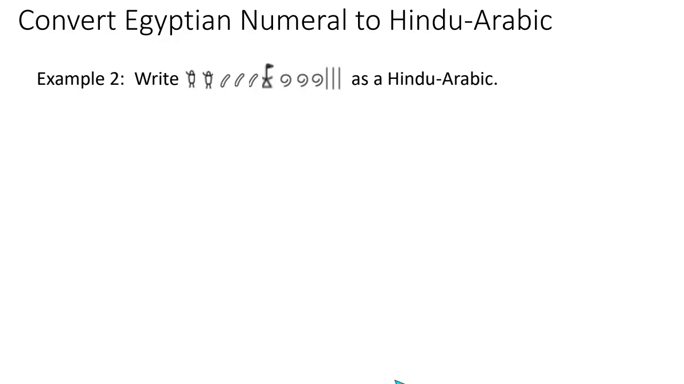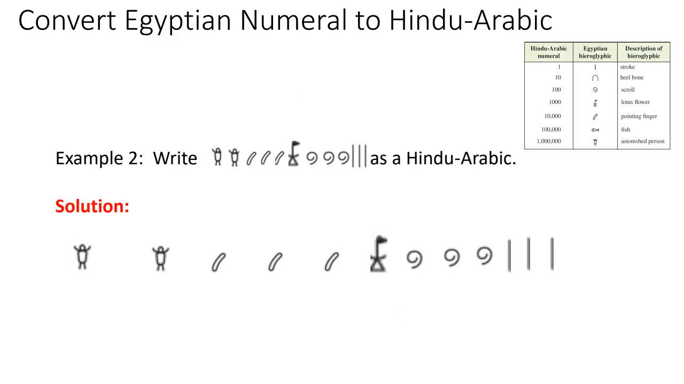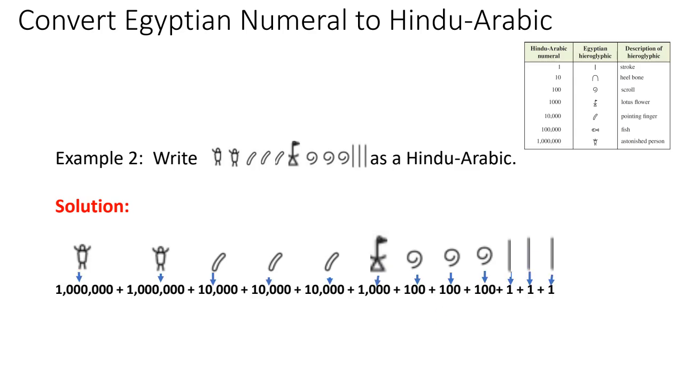Here's a different example. Let me rewrite my little table over here on the right, and spread them out just so that we can see the values. Here we have 2 astonished people, each representing 1,000,000. Then this one here is called the pointing finger, and I have 3 of those, so that's 10,000, 10,000, 10,000. Then we have our lotus flower. We have 3 scrolls, which are each 100.